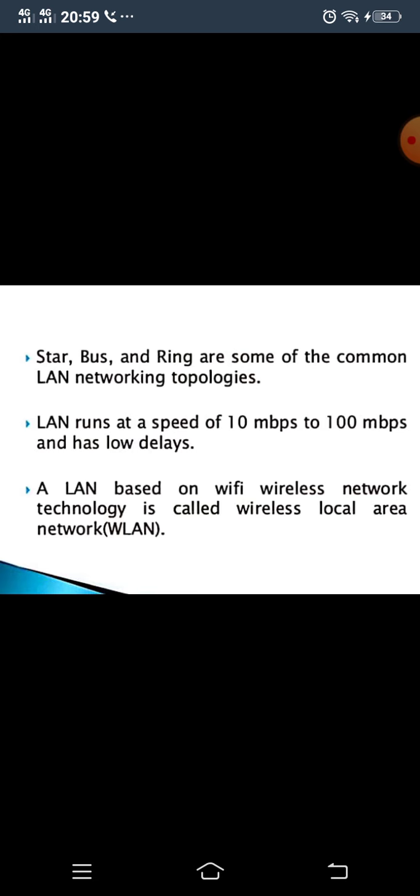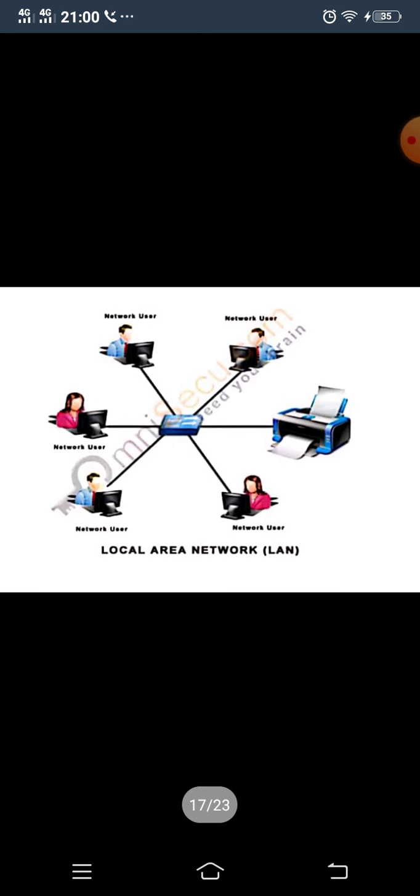A LAN based on Wi-Fi wireless network technology is called wireless local area network. So WLAN means wireless local area network. In this picture you can see that there is a main computer and different PCs are connected to that main computer. All of the network users make use of a single printer, and that is a shared resource. All the other persons are the network users. So this is an example of a local area network and it is located in a small area.